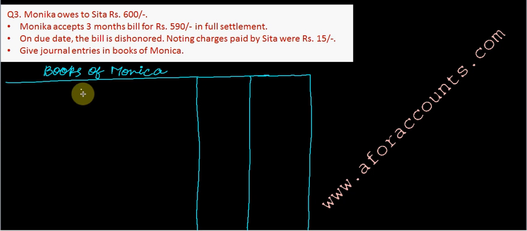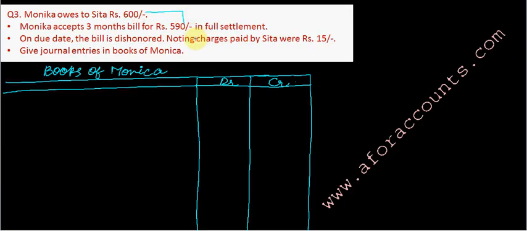Question number 3 for bills of exchange. Monica owes to Sita rupees 600. Monica accepts a 3 months bill for rupees 590 in settlement. So for 600, only 590 needs to be paid. 10 will be our discount.